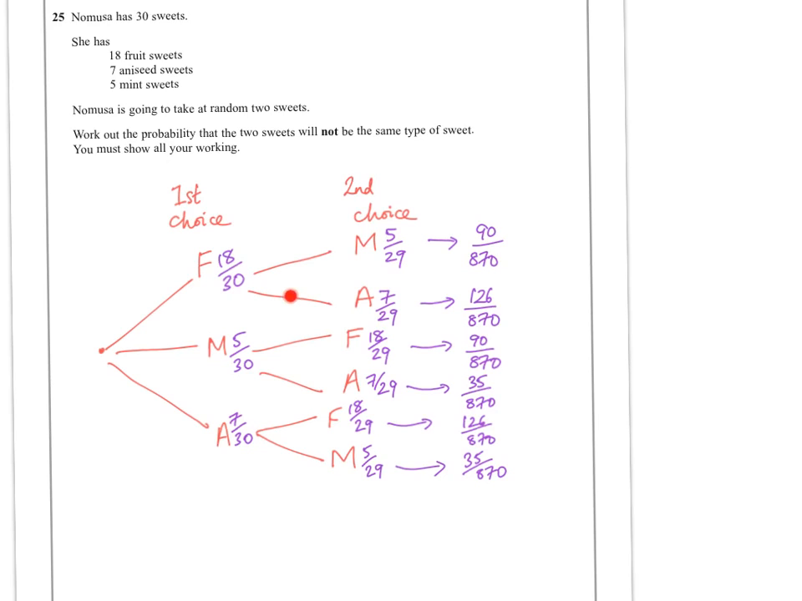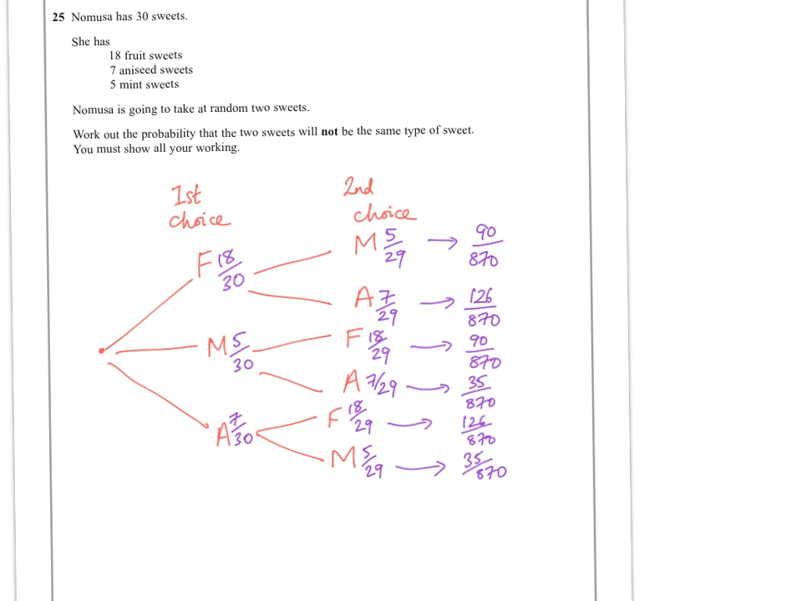So you basically follow that process, and you always look at all the possibilities of getting 2 different types. So mint, then fruit, mint, aniseed, aniseed, fruit, and so on. And you work out all the probabilities here, and then you add all of those up. Now, the bits you can do on the calculator to save time is to do 18 times 5 and get 90.